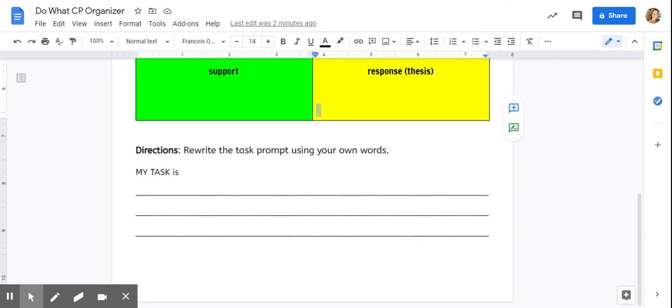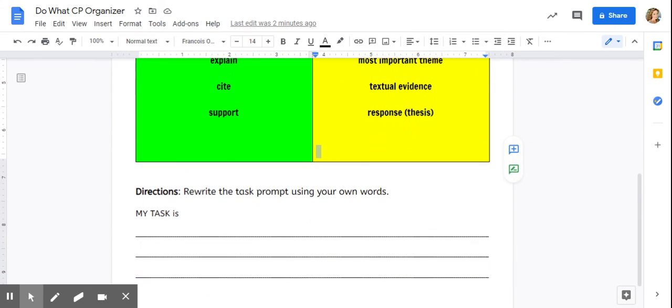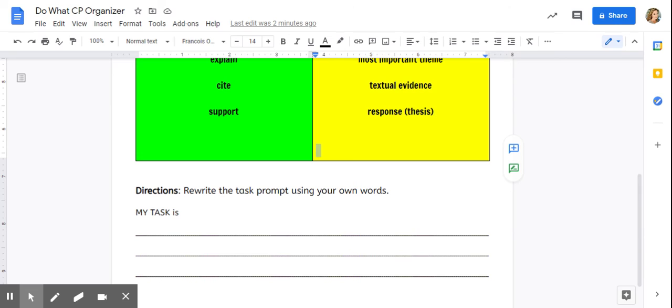Don't copy and paste the prompt. I don't want you to do that, okay? But I want you to put it in your own words. Just paraphrase what the prompt is asking you. And when you're done, you have finished unpacking the TDA prompt for The Watsons Go to Birmingham.